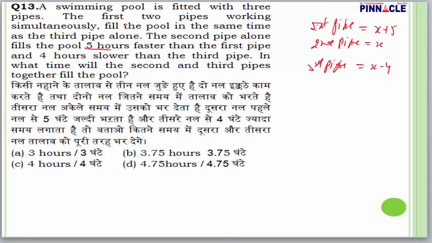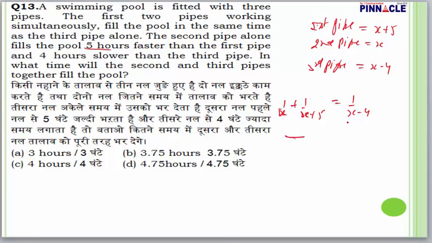Here it is given that the first two pipes work simultaneously. This is 1 by x and 1 by x plus 5, they are working together, the first and second pipe, filling the pool in the same time as the third pipe alone, that is 1 by x minus 4. So this is the equation here, and from this we have to proceed further.